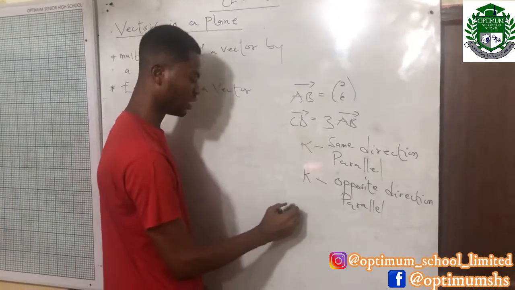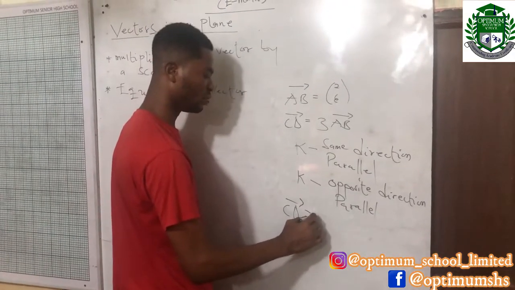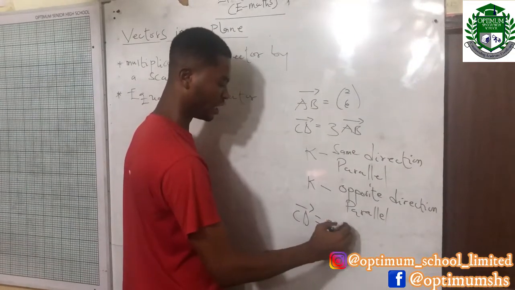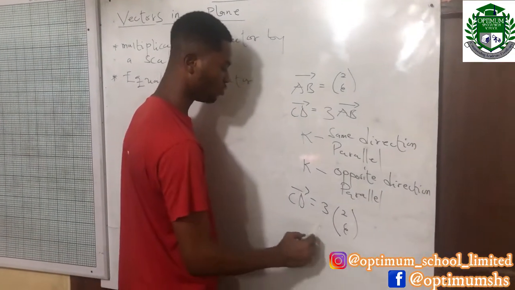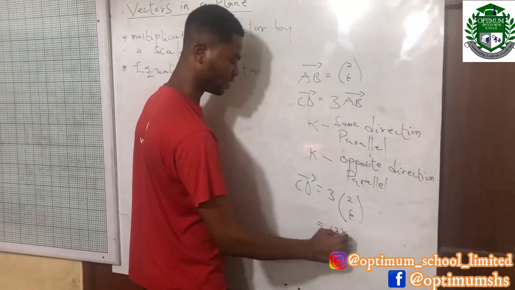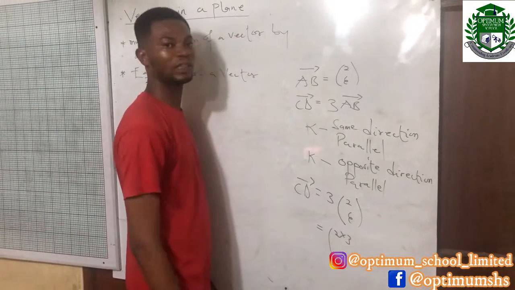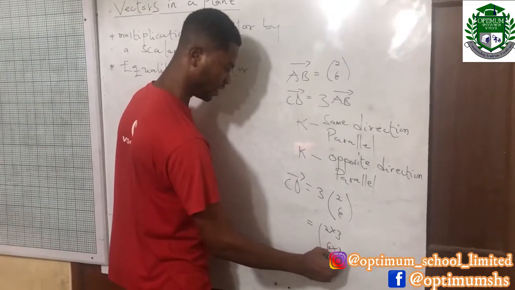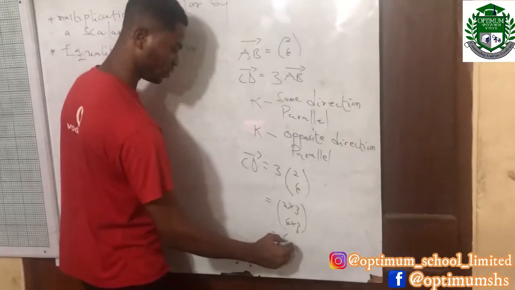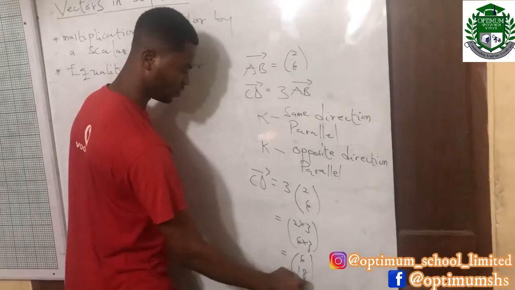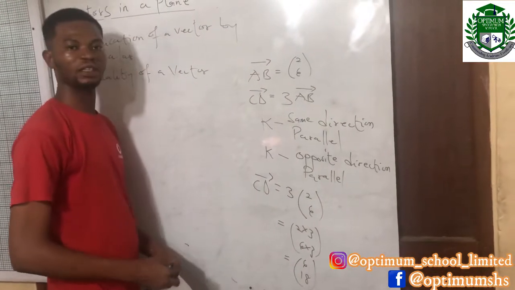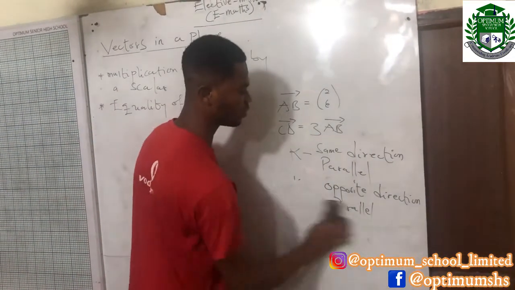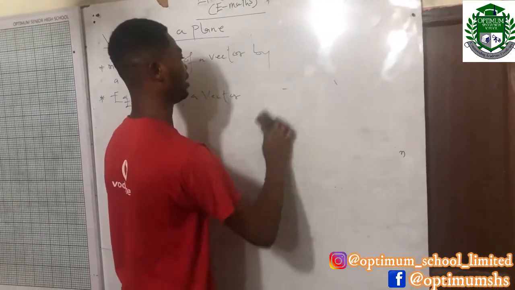So to find CD here, CD becomes 3 times the components of vector AB, which is (2, 6). And how do you do this? This becomes 2 times 3, or 3 times 2, since multiplication is commutative, and then 6 times 3. This gives you 6 and 18. So here the components of CD become (6, 18). Okay, so that's it for multiplication of vectors by a scalar.